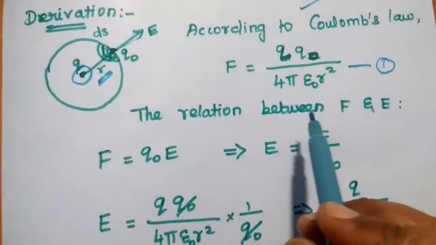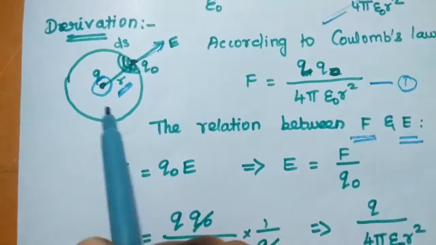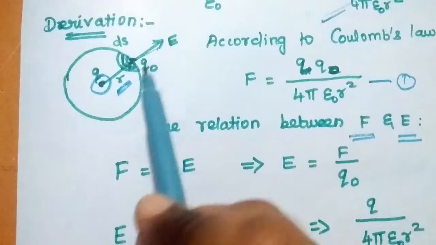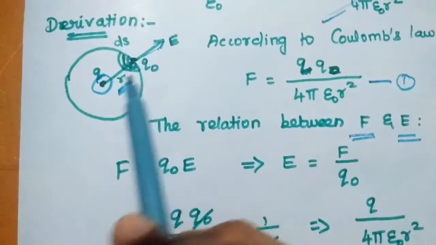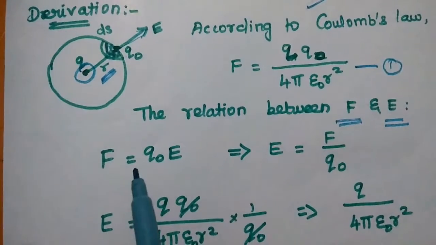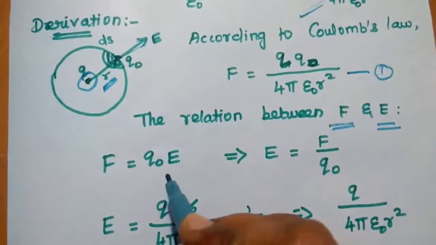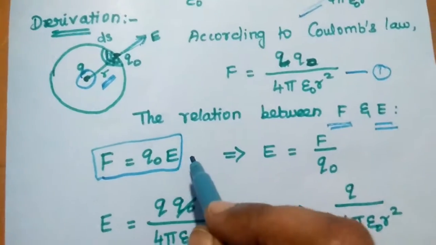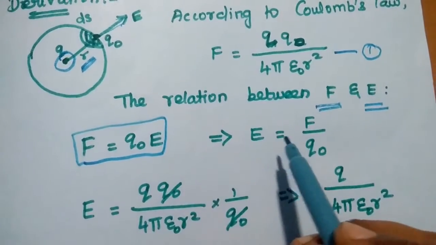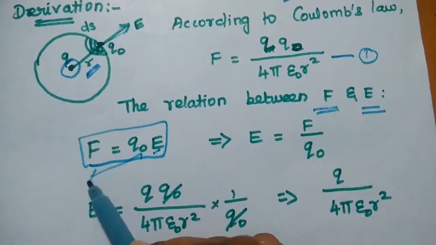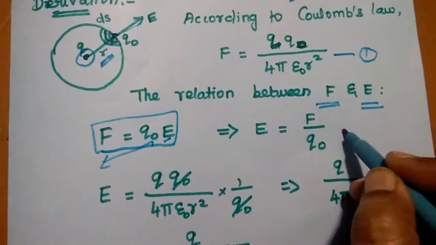Next, the relation between force and electric field intensity. Because of this charge, there is an electric field on the surface of the sphere. If a charge is placed on the surface of the sphere, it experiences some force because of that electric field. That force is equal to Q naught into electric field E. This is the relation between force and electric field intensity: F is equal to charge into electric field intensity. From this we can get the electric field intensity E is equal to F by Q naught. We can consider this as the second equation.